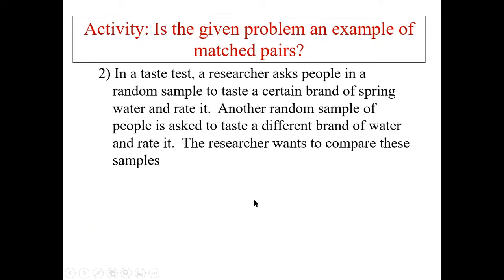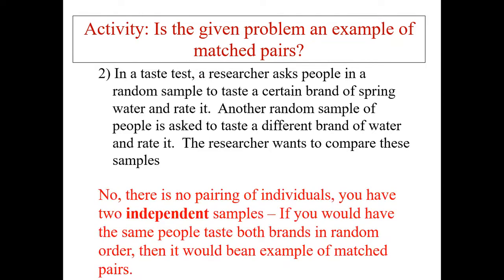Here's another one. In a taste test, a researcher asked people in a random sample to taste a certain brand of spring water and rate it. Another random sample of people is asked to taste a different brand of water and rate it. The researcher wants to compare these samples. Okay, as with the last one, no, we're not pairing any individuals. We have two independent samples that don't overlap. If you would have had the same people taste both brands, then it would have been an example of matched pairs. But since we have two separate groups, this is not matched pairs.